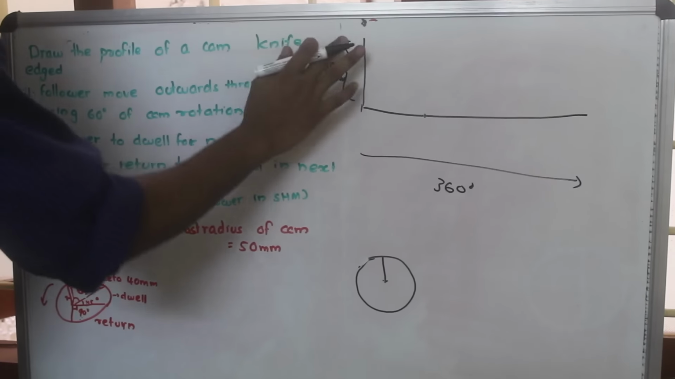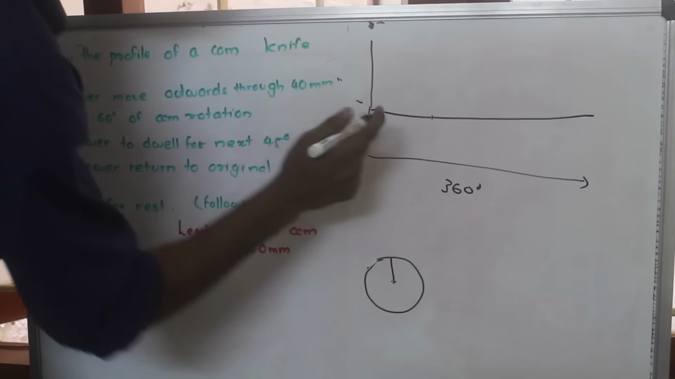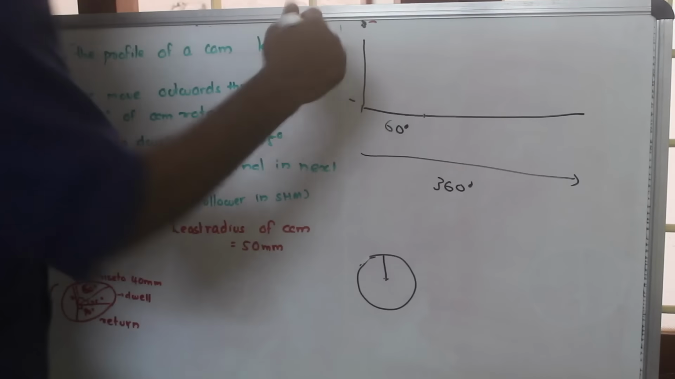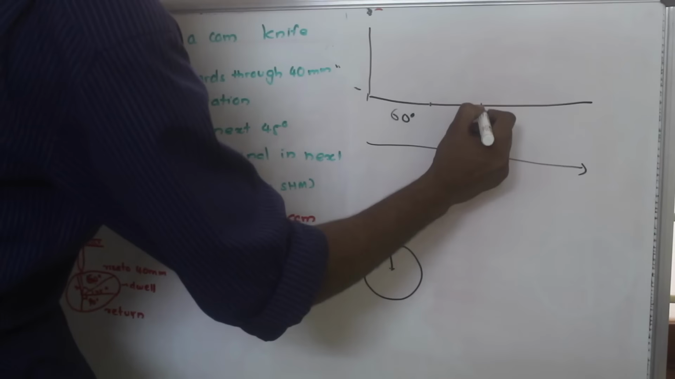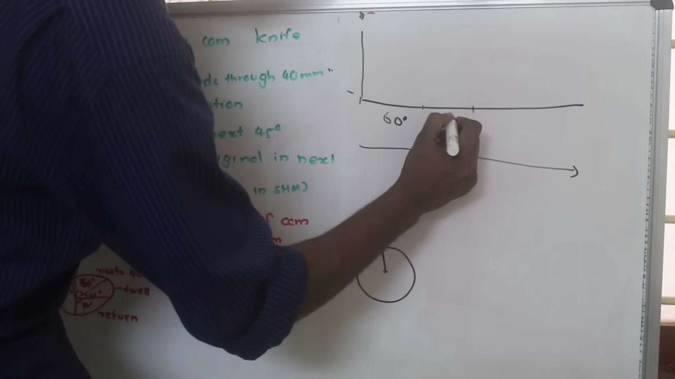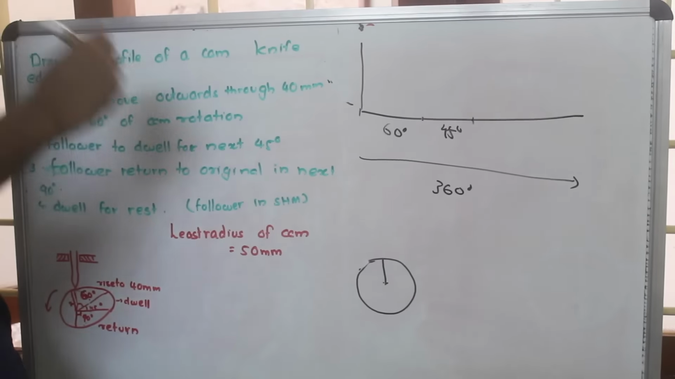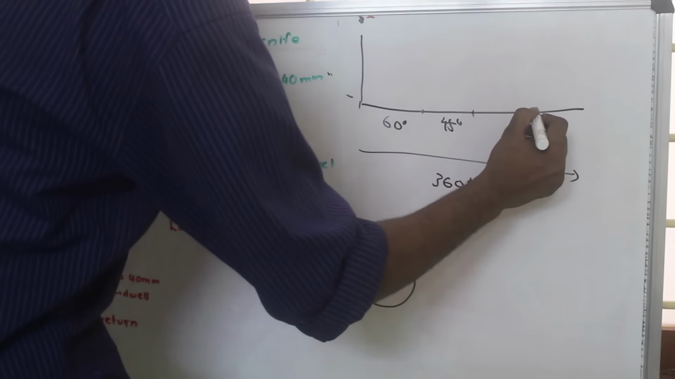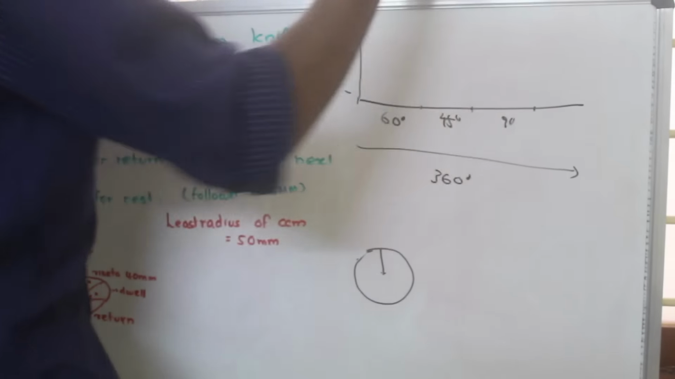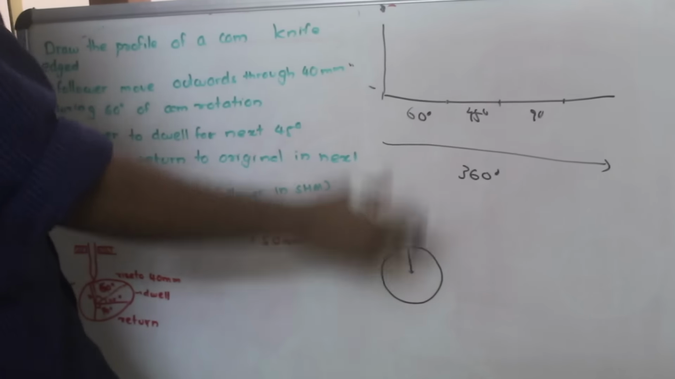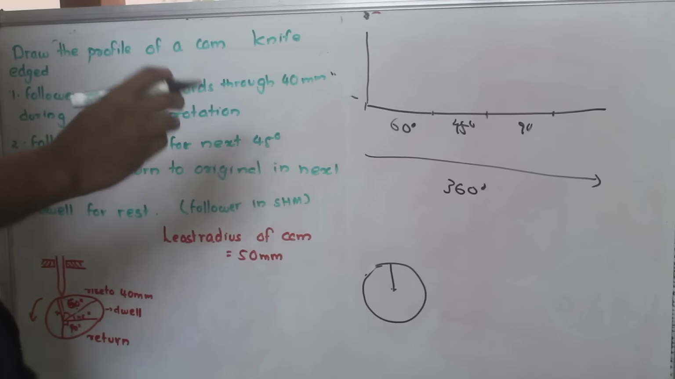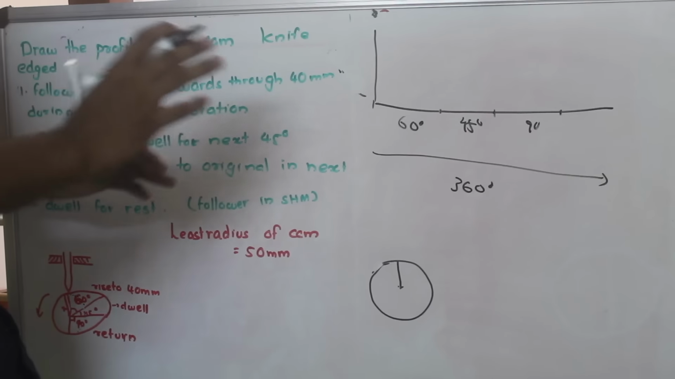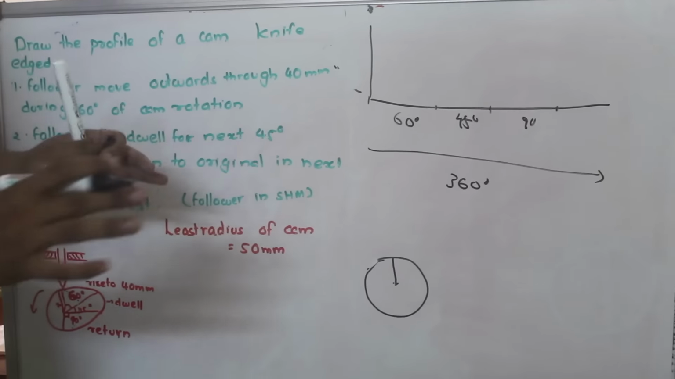Now we know the first 60 degree, let this be the first 60 degree. In the first 60 degree, the follower rises. Then after that, the next 45 degree is the dwell time. Then there is the next 90 degree, in which the follower comes to its initial position. So we know the follower follows an SHM motion.